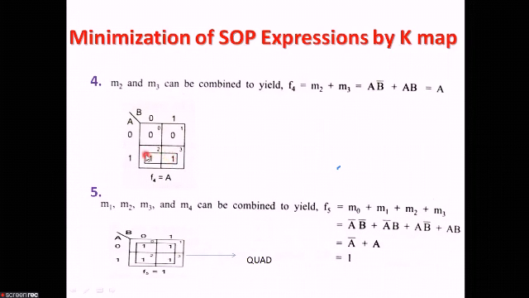Now, I told you that you can combine two adjacent 1s to make a bigger square to eliminate some of the variables. So, what we can see is that we will be eliminating some variable. How? We just look for the common term, that is A, and the value of A is 1. There B is changing, so we will not take B.